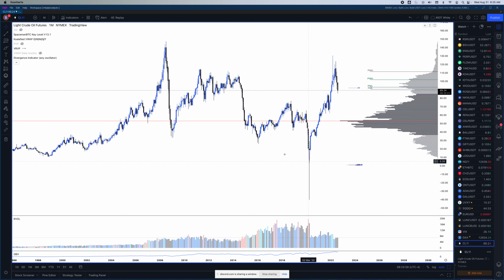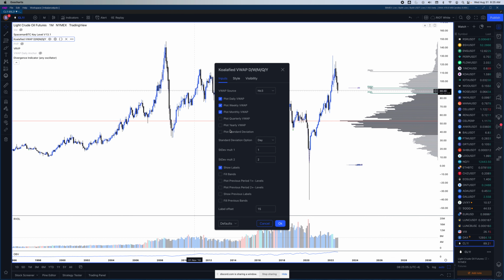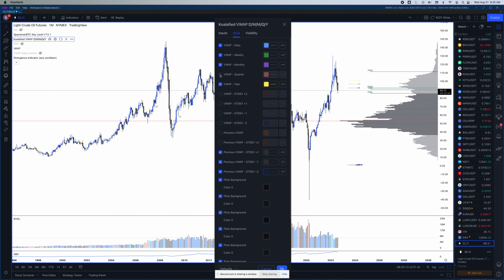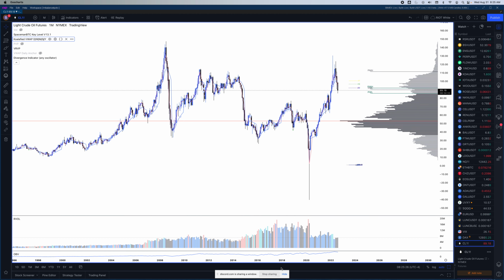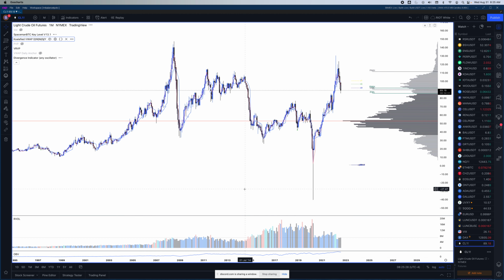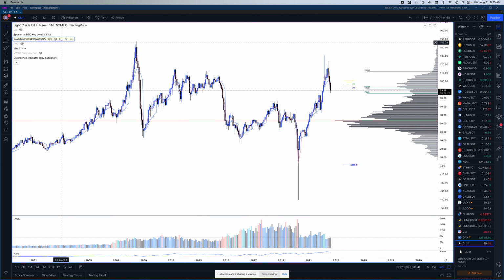Alright. So the first thing I would do in this type of chart is zoom out. I'm going to add my quarterly and my yearly VWAPs because I think those become a lot more important. I'm going to remove the weekly and the daily and take a real zoomed out approach. That's not really showing me anything.